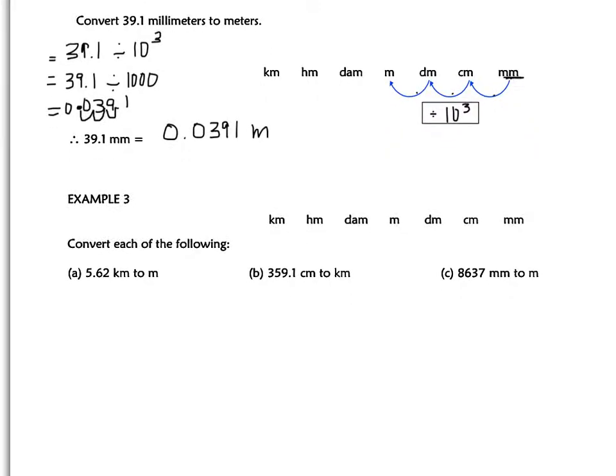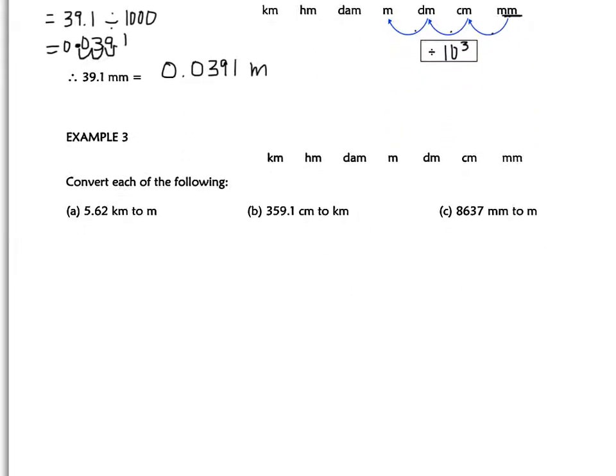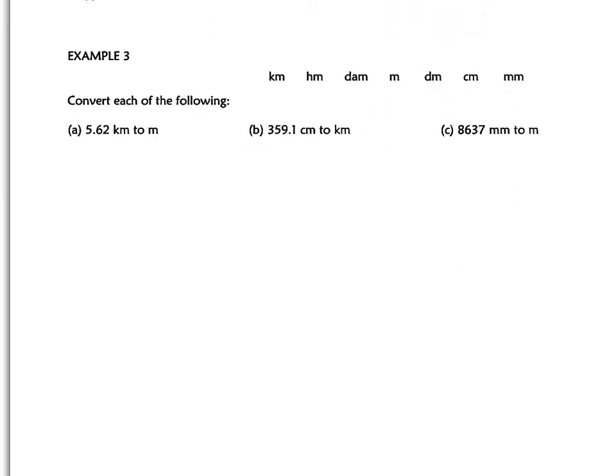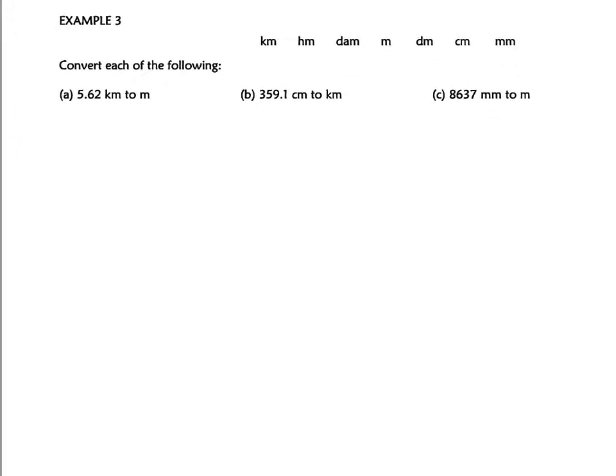All right, so I'm going to try a few examples down here, converting from one unit of measure to the other within the metric system of measurement. So the first one here, we have the chart written out: kilometers, hectometers, decameters, meters, decimeters, centimeters, and millimeters. So if you're going from kilometers down to meters, that would mean you'd be moving to the right 1, 2, 3 jumps.